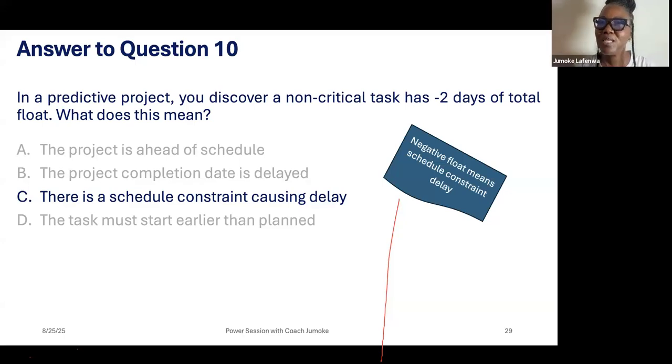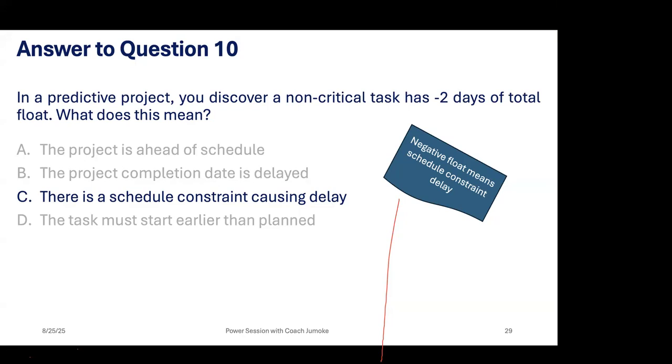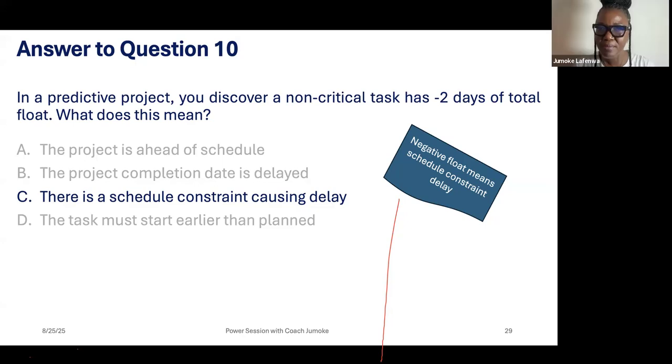Okay, so negative is actually -2. If it is plus, then it means you are ahead of time. So let's say you are supposed to spend 10 days on an activity, you have plus 2 days, and you have completed the activity. This means you have 2 days left. You completed the task ahead of time.